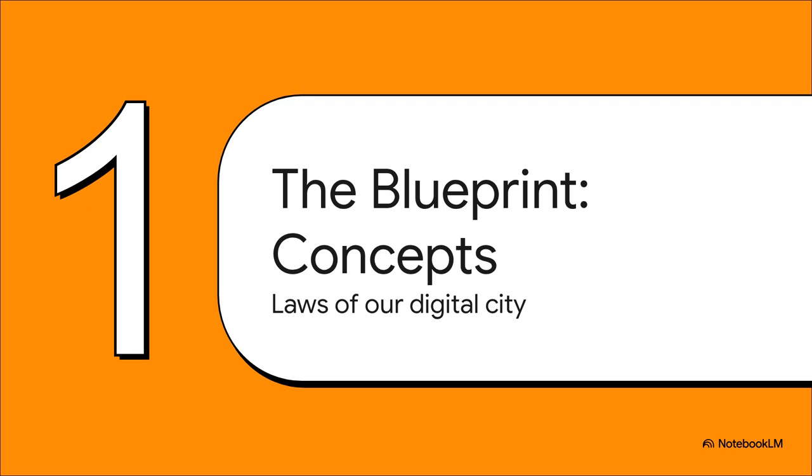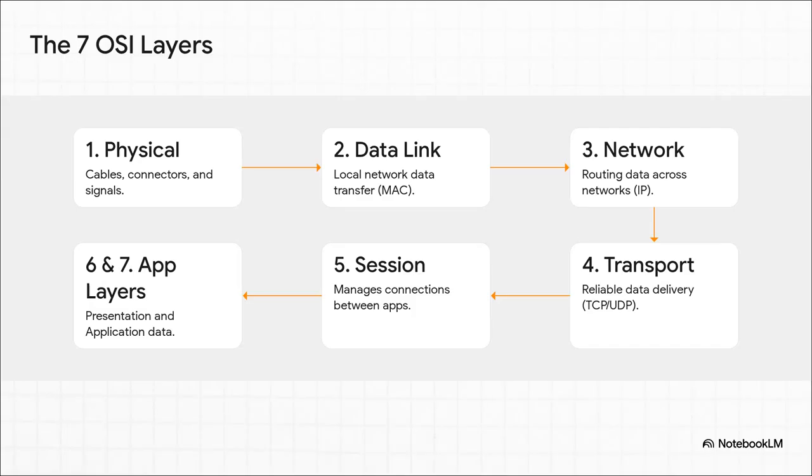Every single network, I don't care if it's huge or tiny, it all starts with a set of fundamental rules. It's like a common language that everything uses to communicate. These are literally the laws of our digital city. Every network pro thinks in layers, and it all comes back to this right here, the OSI model. This is the universal language for figuring out what went wrong.